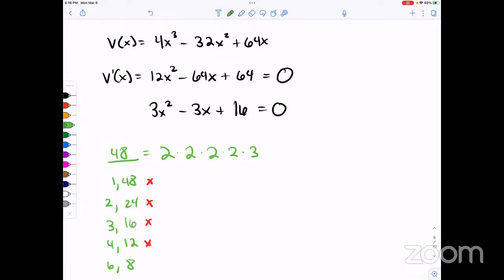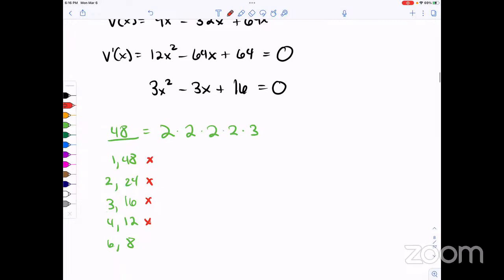So what that means is that we might not have integer whole number results here, but we could use the quadratic formula. We tried to factor to get integer results and didn't get any, so let's just try the quadratic formula.